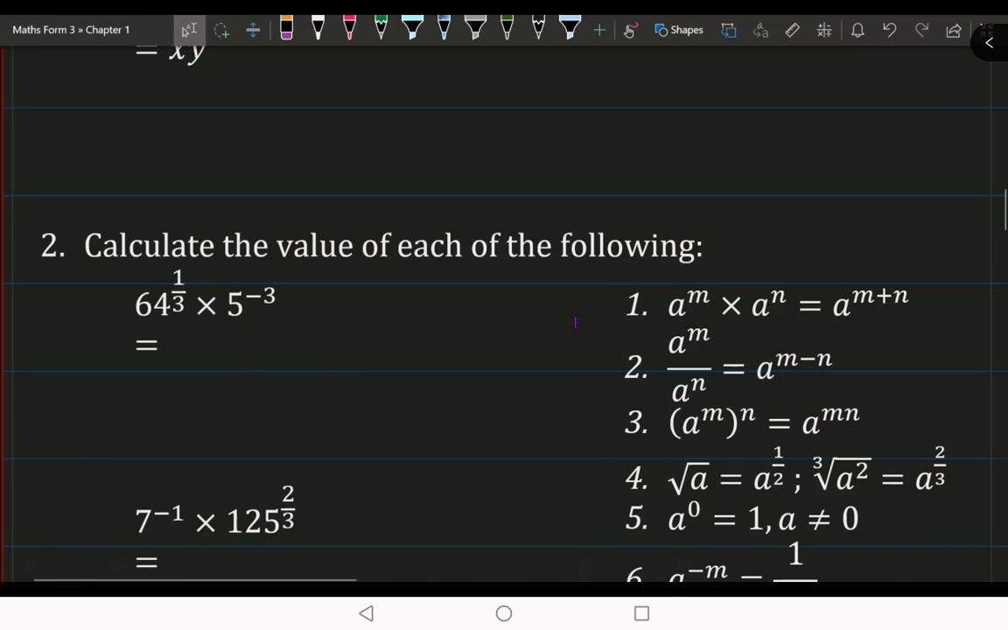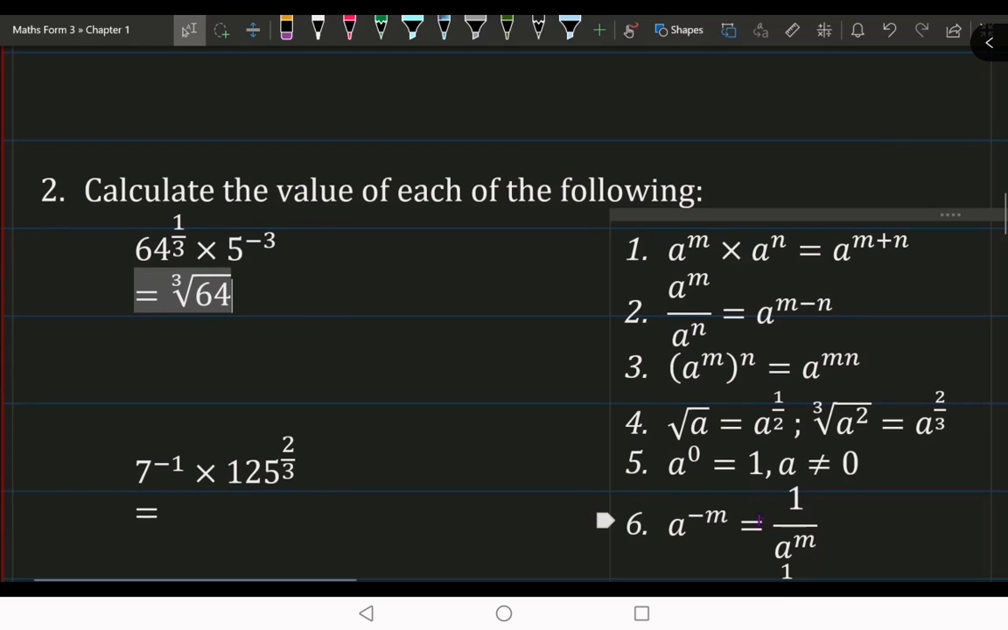Calculate. So also you need to apply the law of indices here. Firstly, you need to know what the meaning of 1/3 is. It's the cube root. Okay. What is the meaning of the negative power of 3 there, according to the rule of 6?